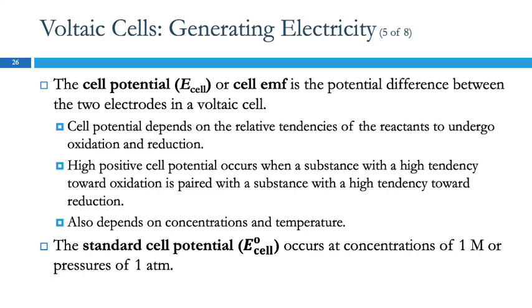So as with enthalpy and free energy and entropy, we need a standard definition. The standard cell potential, and here's that degree symbol again, is going to happen when our cells have concentrations of 1 mole per liter or pressures of 1 atmosphere for gases.